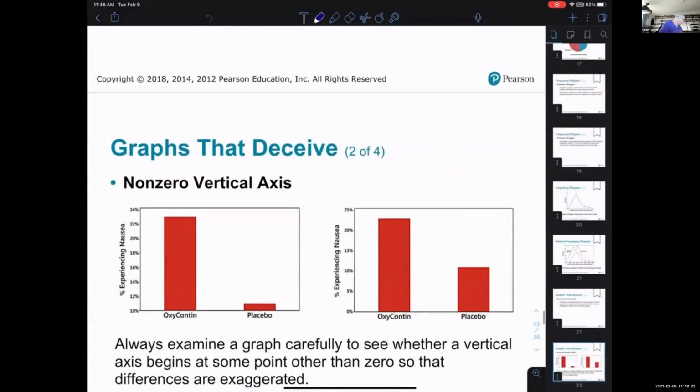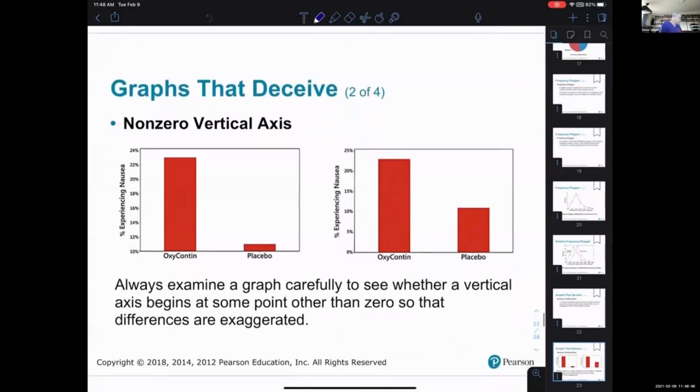Yes. So the problem if you do that is that any value that was a little bit above the bottom of where you started the scale of your axis looks like there was almost nothing there. And that's deceptive. So for example, in this picture, they're showing the exact same data values. This is 2 different kinds of drugs. And on the graph on the left, when they were doing the relative frequency to compare the placebo to Oxycontin of how many people experienced nausea, they started with 10% and went up to 24%.